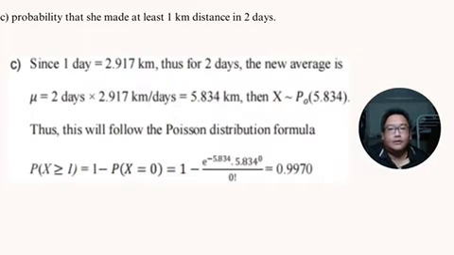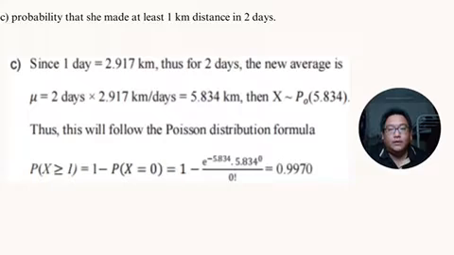For question C, find the probability that she made at least 1 kilometer distance in 2 days. Since 1 day is equal to 2.917 kilometers, for 2 days the new average is nu equals 2 days times 2.917 kilometers per day, which equals 5.834. Then the probability will use 5.834. Thus, this will follow the Poisson distribution formula.